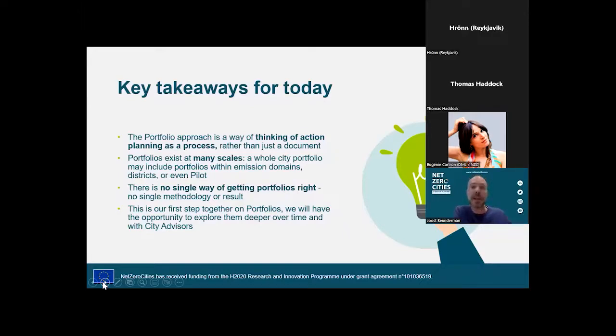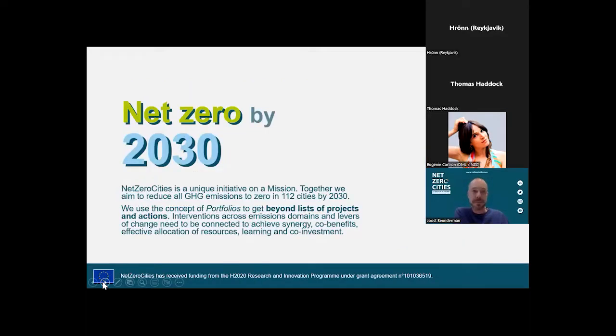through examples, and we'll have plenty of opportunity to explore what this means more technically, deeper over time, together with the city advisors and with more detailed advice. Next slide, please.